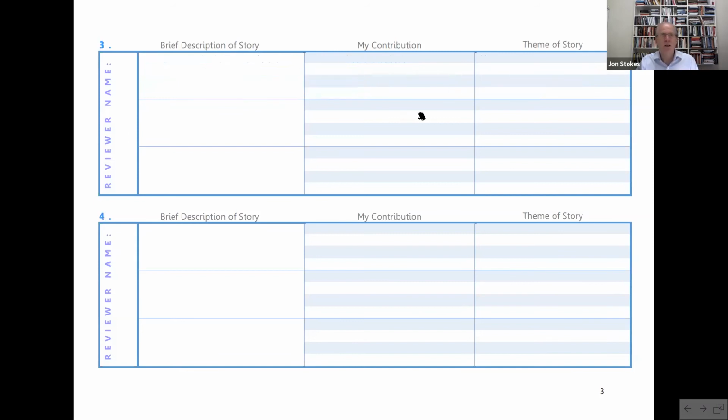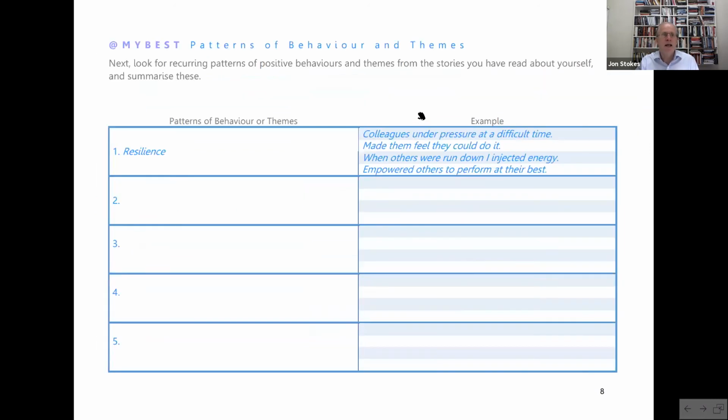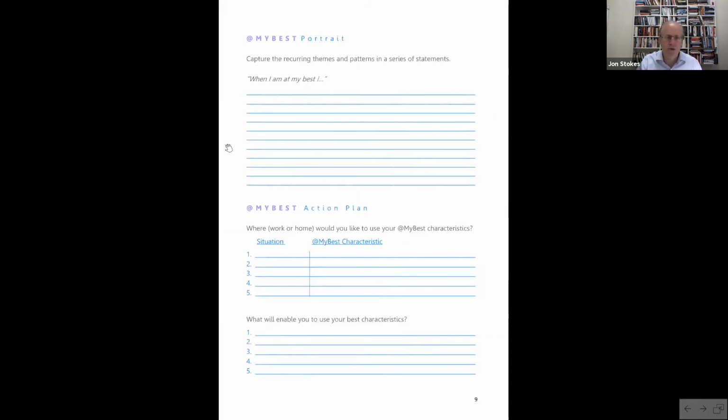Because this is going to be used, there's a lot of these obviously, and then these are used to really identify some overall patterns of the features of yourself at your best. Resilience. This is the person themselves writing it. I'm describing it as resilience because some examples: colleagues under pressure at a difficult time made them feel they could do it. When others were run down, I injected energy, empowered others to perform at their best. So this is the person themselves summarizing the features of themselves at their best under the heading of resilience, and so on and so forth, and the usual sort of thing in a workbook.